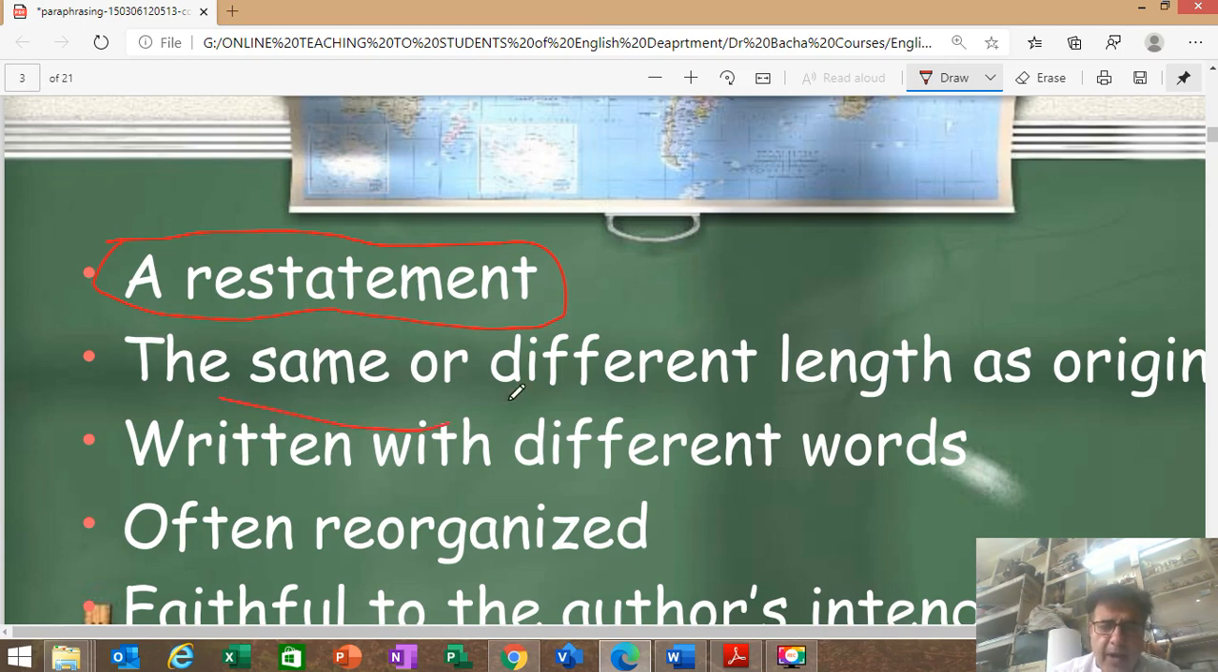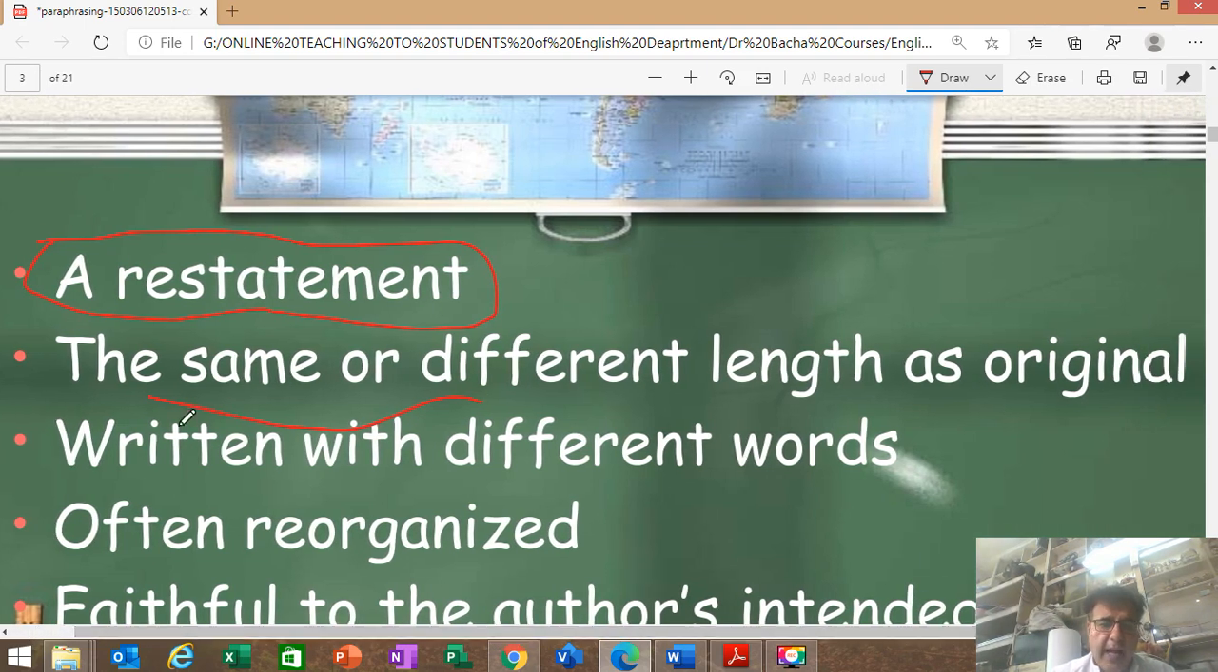We can say the same or different length as the original, written with different words, often reorganized. The same or different length. For example, if you have gone through an article, an essay, or any composition on any topic, and then you have to tell that, it can be of the same length or different, but you have to tell it specifically, clearly, and precisely, so that the other person can understand it.